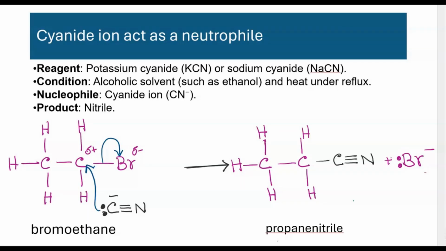In this reaction, the cyanide ion acts as a nucleophile. The nucleophile attacks the partially positive carbon in bromoethane, forming a dative covalent bond between the nucleophile and the partially positive carbon. The bonding pair of electrons in the carbon-bromine covalent bond moves towards the bromine atom and leaves as a bromide ion, forming propanenitrile. The reagent for the reaction is potassium cyanide or sodium cyanide in an alcoholic solvent, and heat under reflux.